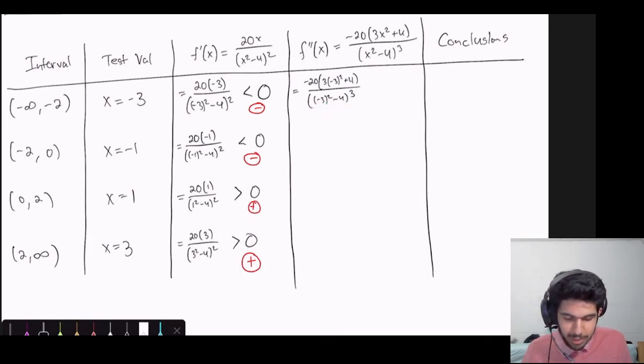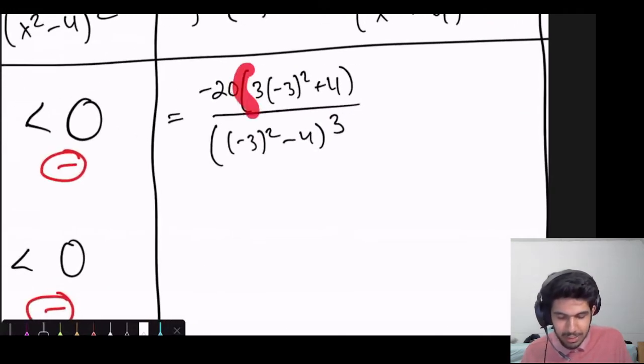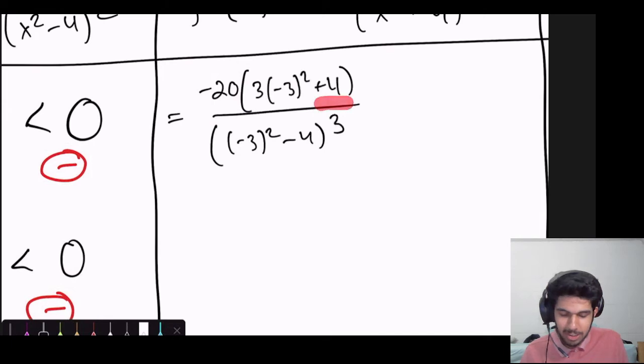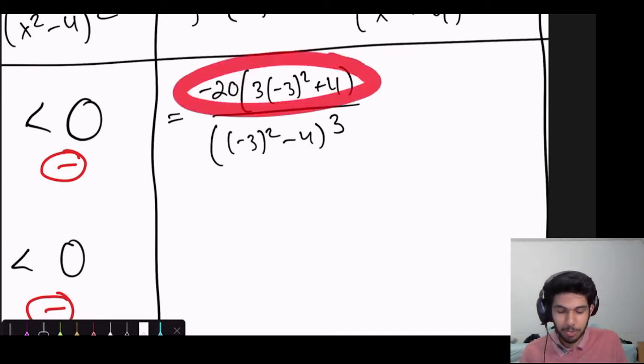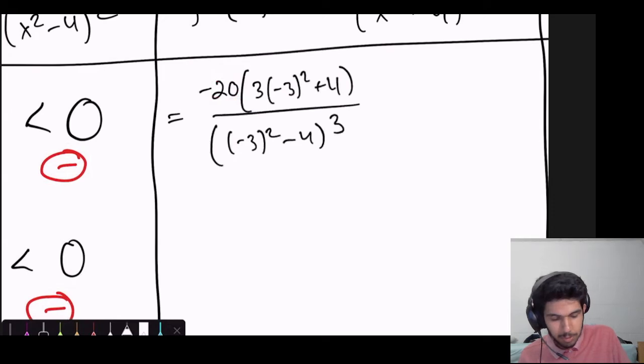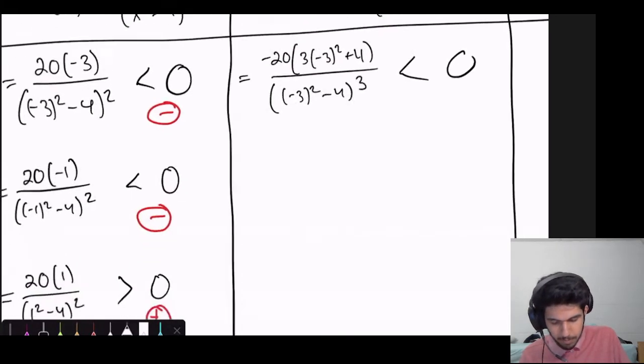Our numerator, this is a positive term. Plus 4 will also make it positive. And basically, we can see that whatever is in this parentheses will always be positive because we have 3 times a positive number. It'll be positive when it's squared, and we're adding to it, so this will always be positive. And this is negative, so actually our numerator will always be negative. So we have a negative divided by a positive. This will be less than 0.